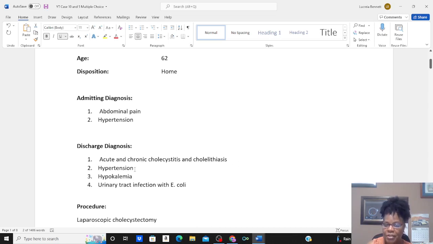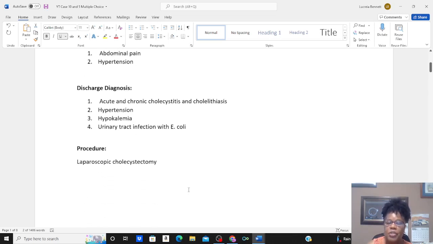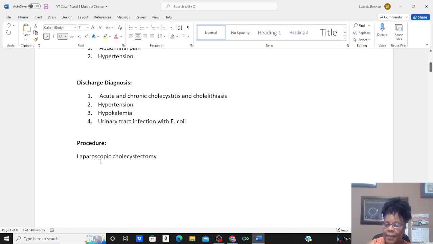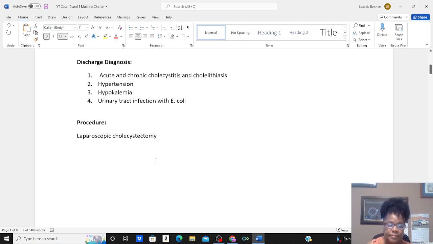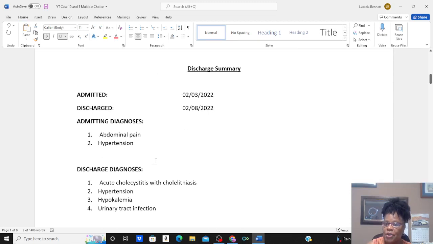She has hypertension, she has hypokalemia, and she has a urinary tract infection with E. coli. She did have a procedure done, a laparoscopic cholecystectomy. So here's your discharge summary. And I'm not going to read it because I don't want to lead you with the coding. I want you to figure out what the coding is correctly for this case. But this is the discharge summary.